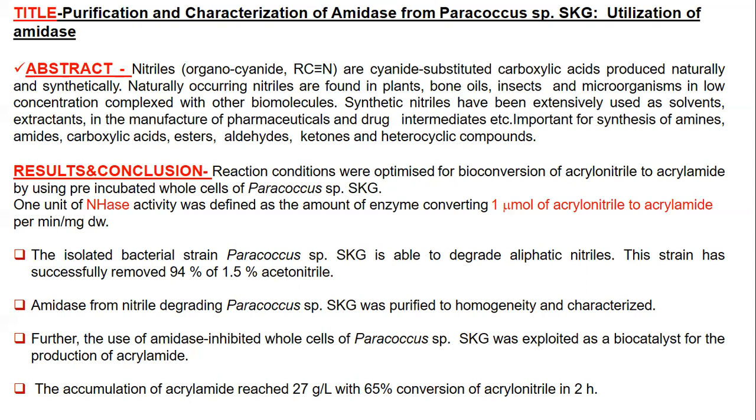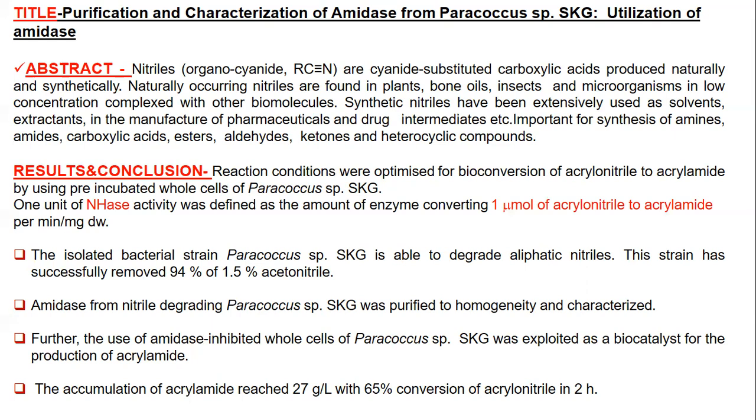Amidase from the nitrile-degrading Paracoccus species was then purified to homogeneity and characterized. Further, the amidase-inhibited whole cells of Paracoccus species were also used as a biocatalyst for production of acrylamide. So here they used the bacterial strain Paracoccus and also the whole cells of Paracoccus as a biocatalyst. At the end of this process, the accumulation of acrylamide reached about 27 gram per mole with 65% conversion of acrylonitrile in just about 2 hours.